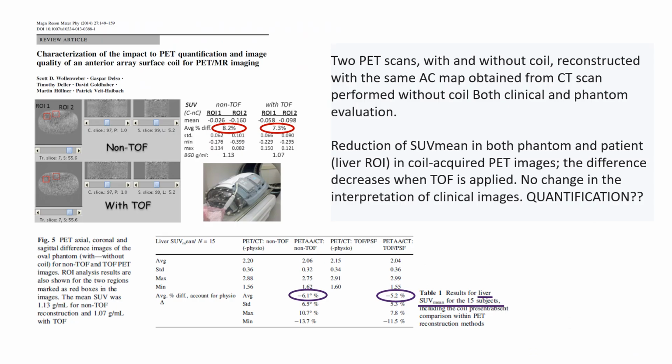This is another paper in which the effect of corrections is studied, also with the PET MRI scanner and the use of a surface coil. They investigated the results in phantom and in clinical applications and found that the use of the coil decreased the quantification of SUV evaluation, but when time-of-flight is applied, the decrease in SUV values is less, and moreover the interpretation of clinical images does not change. Many papers are available demonstrating the importance of both corrections also in clinical application.